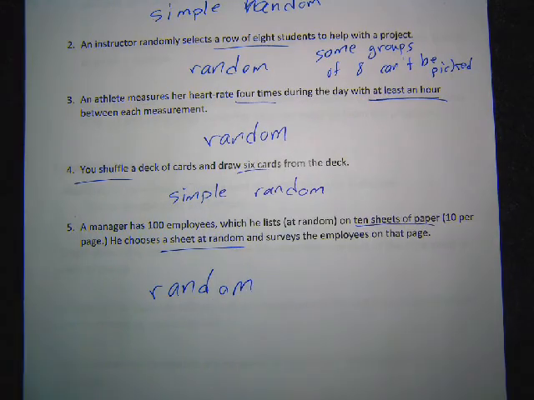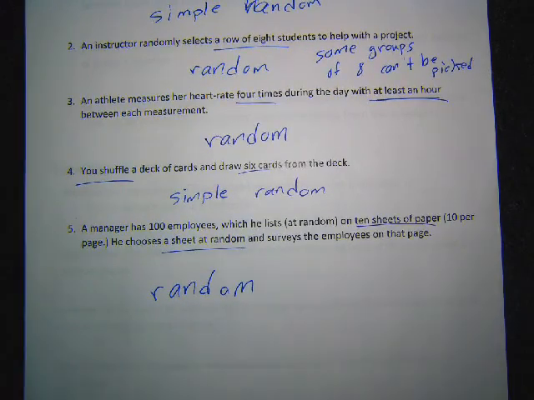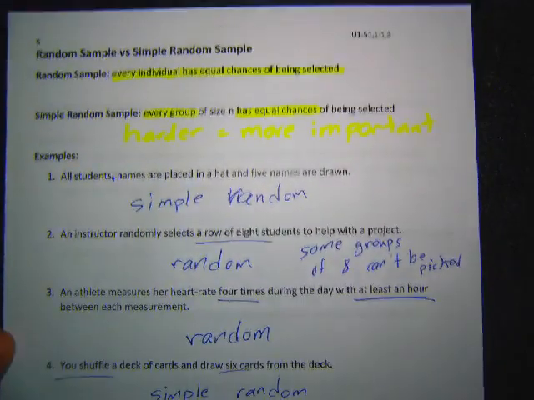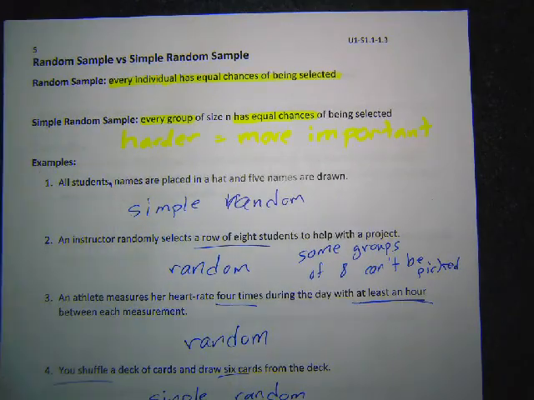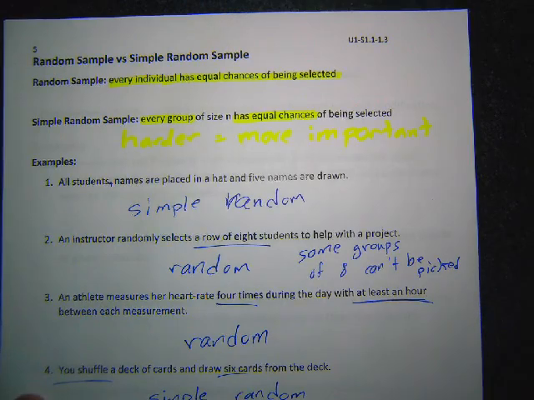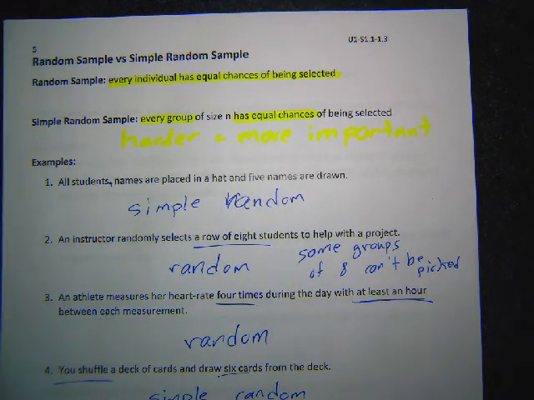Because after he clustered them into those groups, he made it so not all groups of 10 can have equal chances. So you can see how random and simple random are kind of similar, but they're different enough. It's important to know the difference. Again, simple random is a little bit harder to get, a little bit less likely, and it's where every group has equal chances. Drawing names out of a hat, cards out of a deck, that is simple random. So simple random is definitely possible, but it's harder to do.